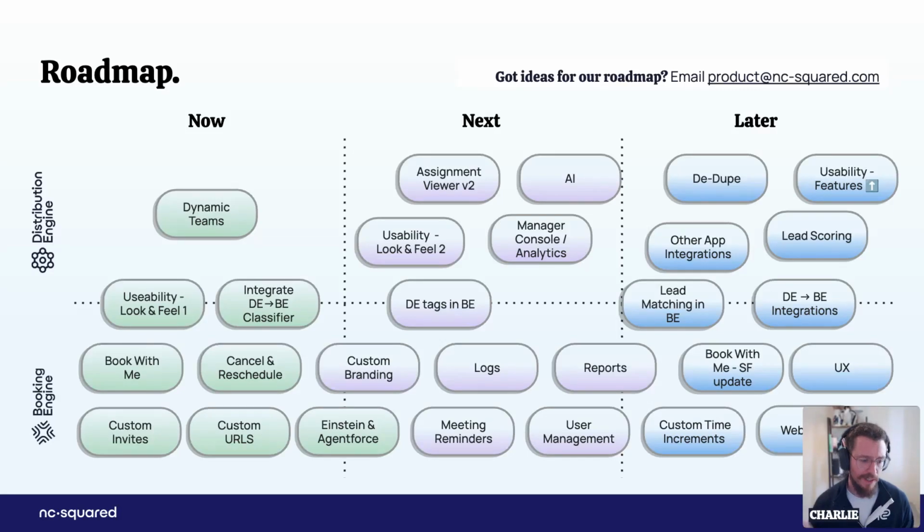Into the later section, I just wanted to call out lead matching and Book With Me Salesforce update. I think there's something really interesting there that we can do about reconciliation of bookings. So when you're doing a booking using Book With Me, you're getting their name, you're getting their organization. We really think that there's something we can do leveraging the power of Distribution Engine and the power of Booking Engine in order to reconcile that kind of orphaned event and bring that back in line with your Salesforce data. So if that name or that organization already exists, making sure that the booking that's created is assigned back to the existing Salesforce record.